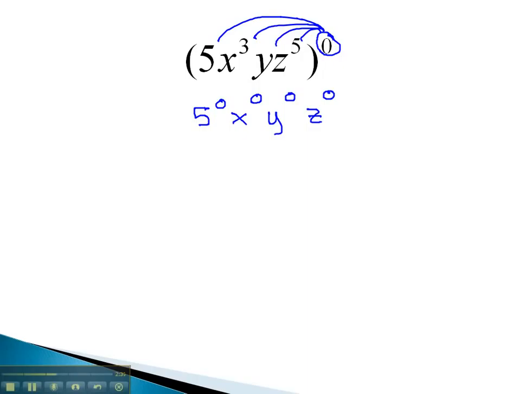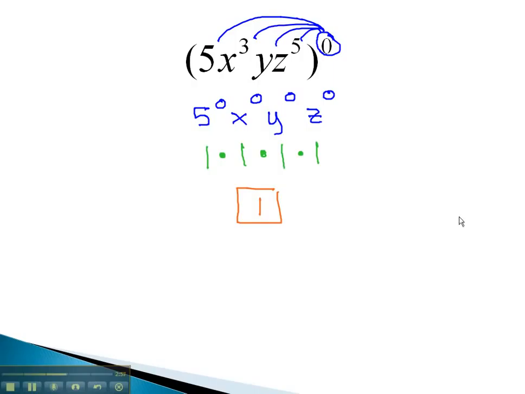Again, anything to the 0 power is 1, because 5 to the 0 means the 5's divide out. x to the 0 means the x's divide out. y to the 0 means the y's divide out. z to the 0 means the z's divide out. And all we're left with is 1 times 1 times 1 times 1, which also gives us the answer of 1.